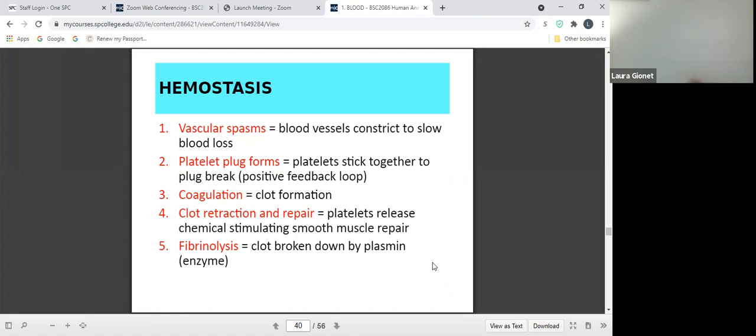You have an intrinsic pathway and an extrinsic pathway. In the case of a laceration, this would be an example of the extrinsic pathway of clotting. Then we have clot retraction and repair. This is where the platelets now release chemicals that stimulate the smooth muscle to repair. And what it does is it takes the two walls of the blood vessel and approximates them, and it starts pulling them together so it can heal across there.